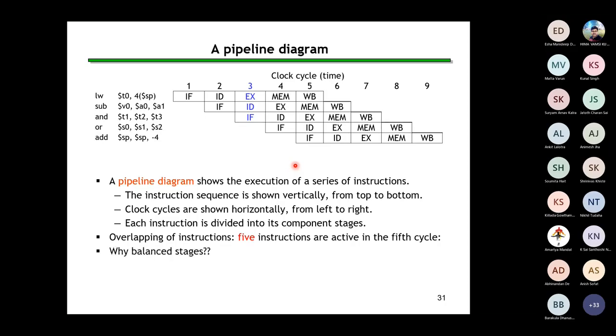Now tell me, we always talk about balanced stages. Balanced stages mean the time for executing these stages is made more or less equal. Even if they are not equal, we just add some delay and wait for that. So why balance stages? Would there be any logistics problem if they are not balanced?